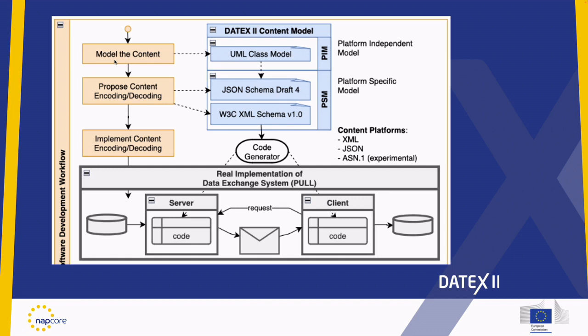First, you model the content, you clarify the top-level requirements, and it could be represented by means of a class model. After that, you propose specific content encoding or decoding, so you decide if the class model will be represented in a specific format such as JSON or XML, and you also generate or create the schemas. Finally, as you have the schema for data structures, you can approach implementing the code which would do encoding and decoding.